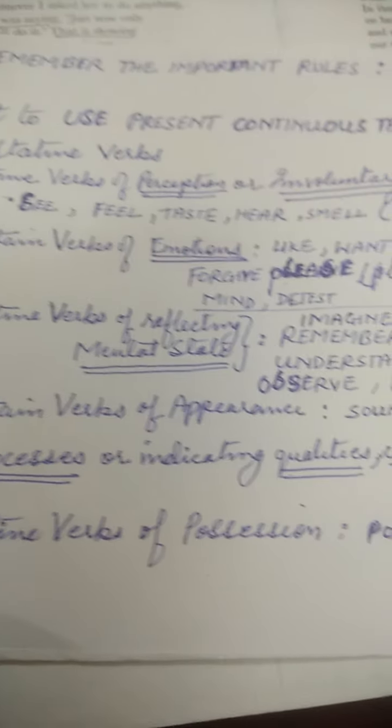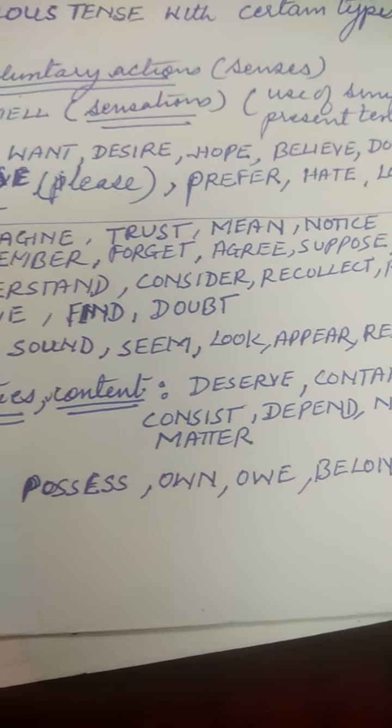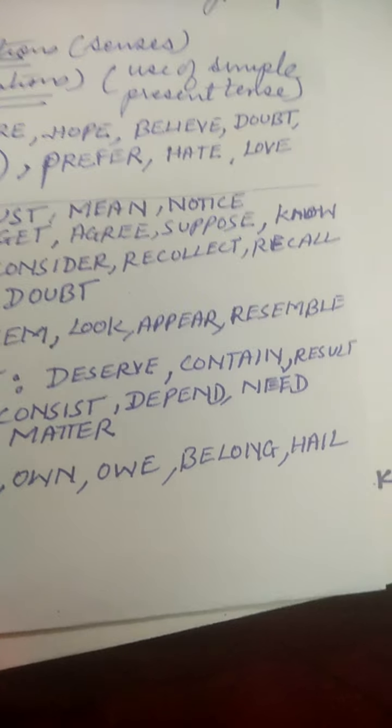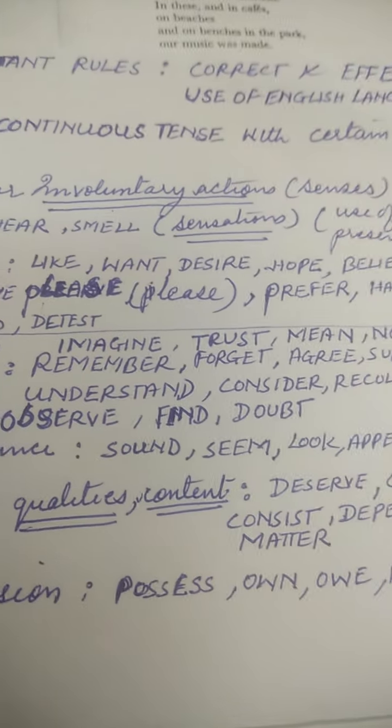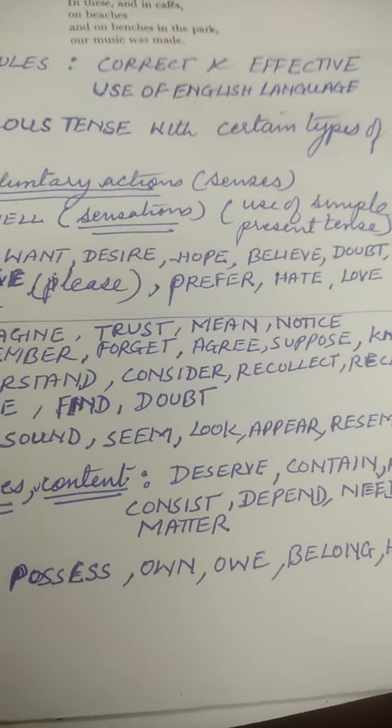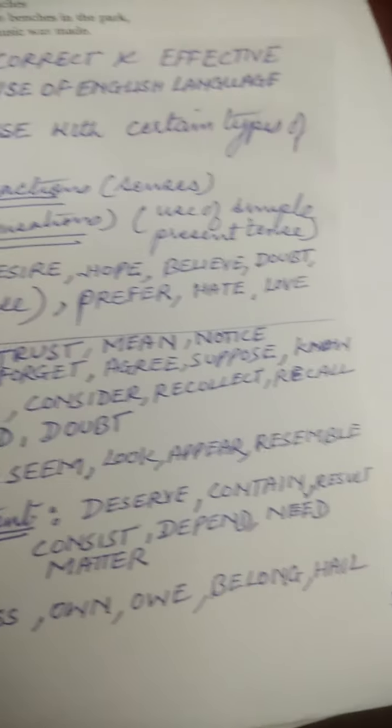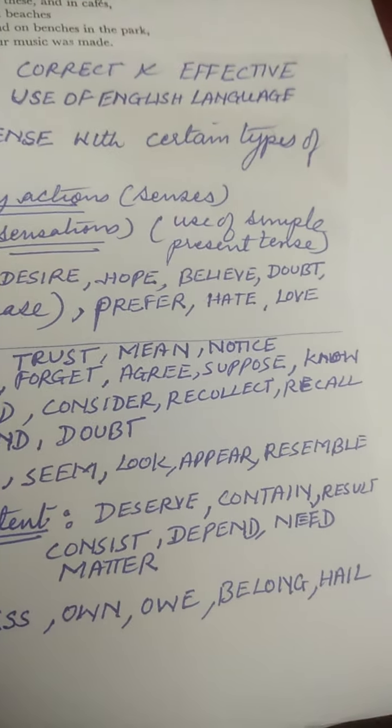Then you have stative verbs of possession also. Possess, own, and belong. Now here the speaker again commits a mistake when she says that she is coming from.